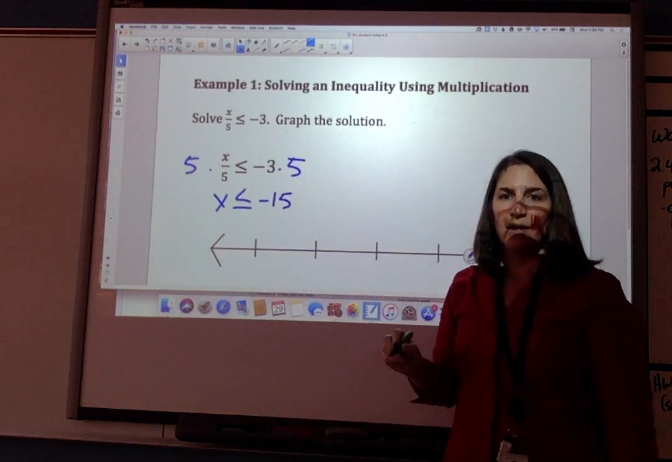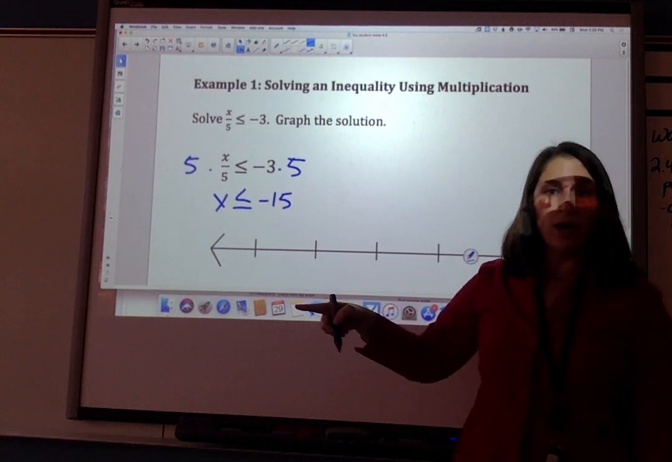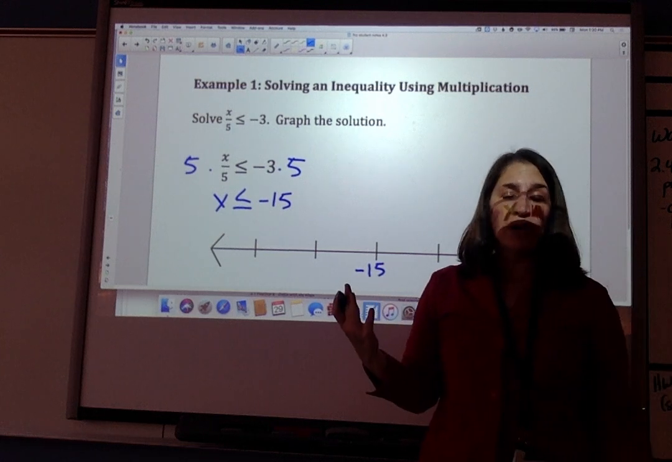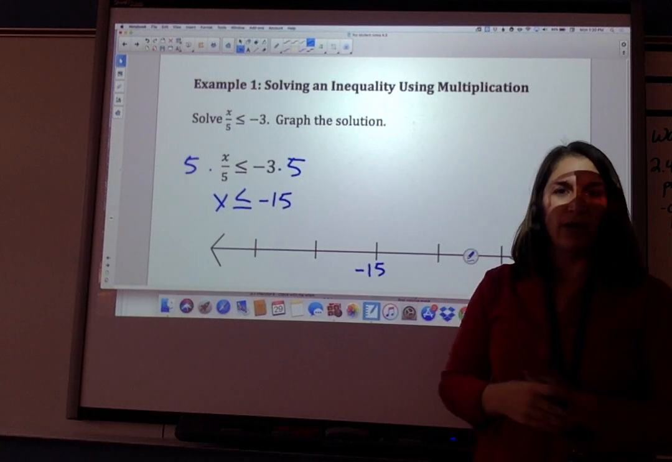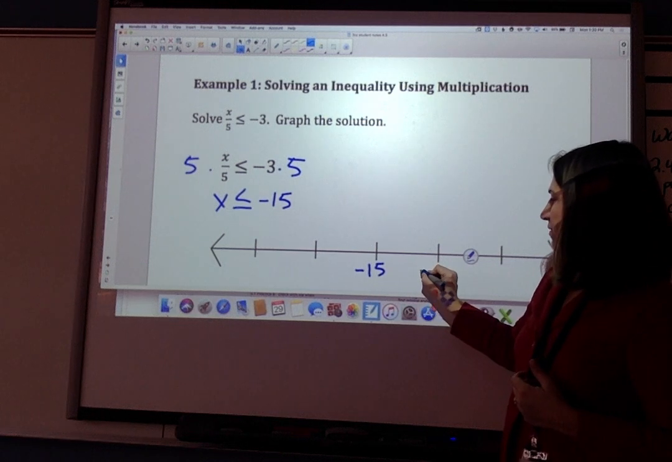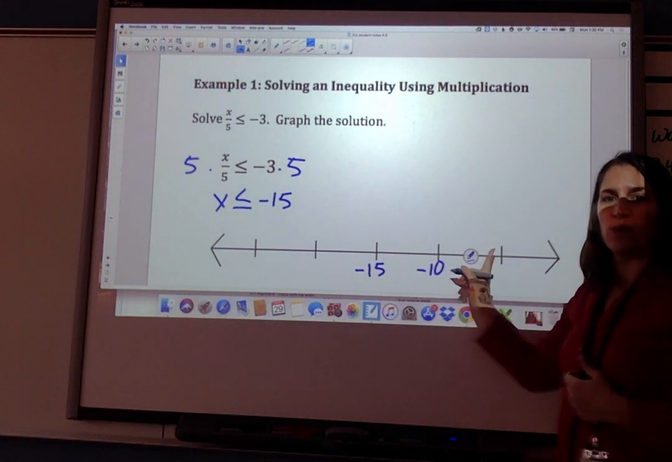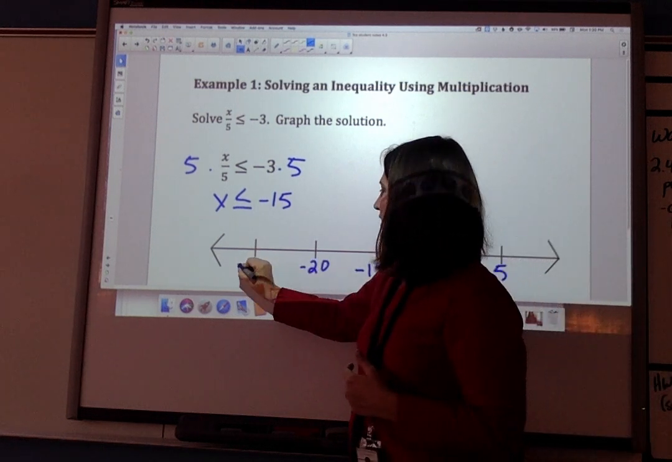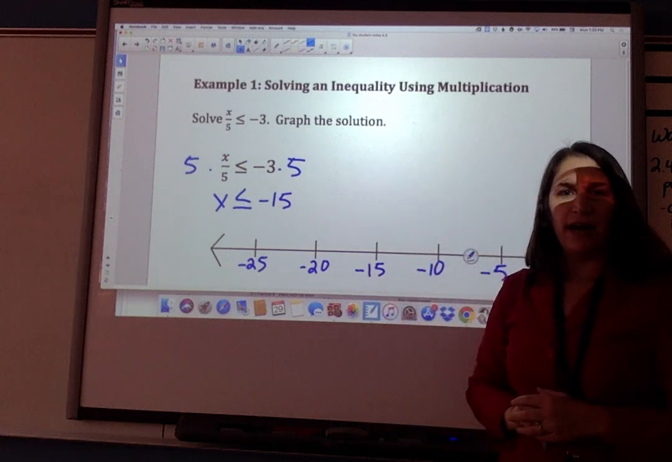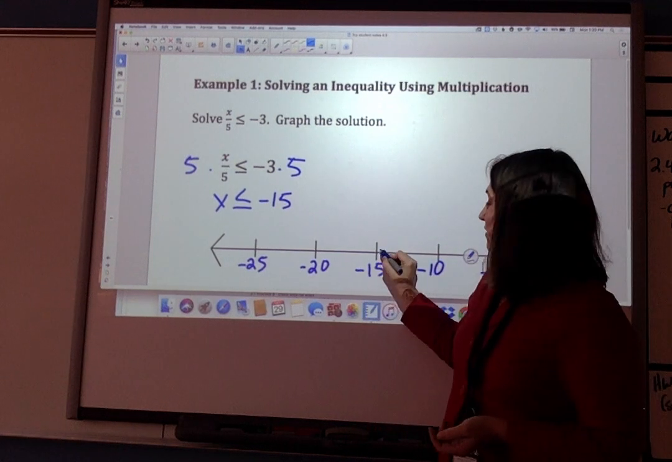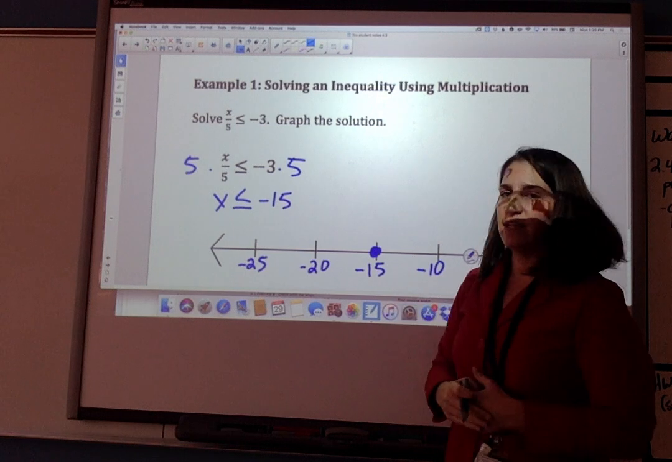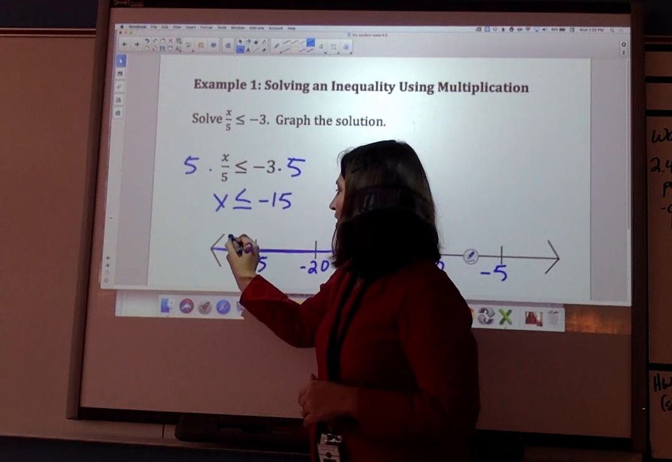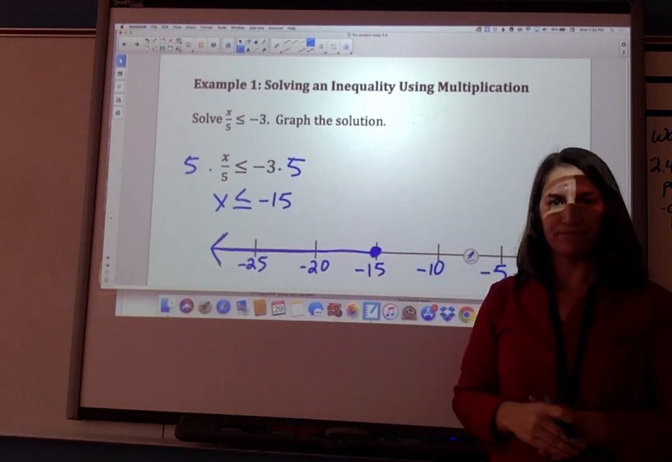Now, I want to put negative 15 somewhere on my graph. I'll put it in the middle. We could count by 1s, we could count by 5s, we can count however we want. I think I'll count by 5s. I'll say this is negative 10. As we get larger, we're getting closer to 0. Negative 5, negative 20, negative 25. And here we know that negative 15 is a solution. That's part of the solution set, but also anything less than negative 15. So anything to the left of it on the number line.